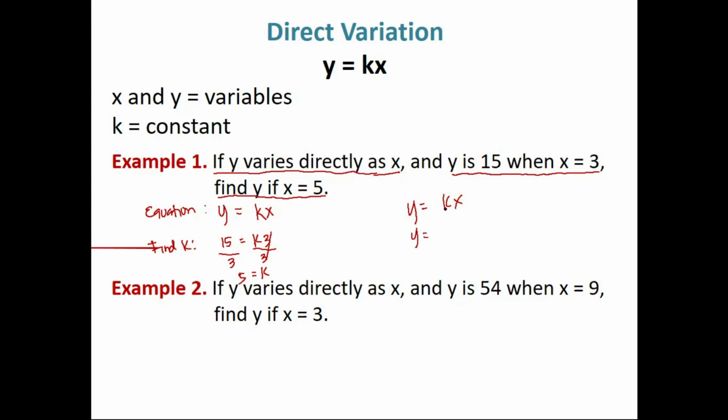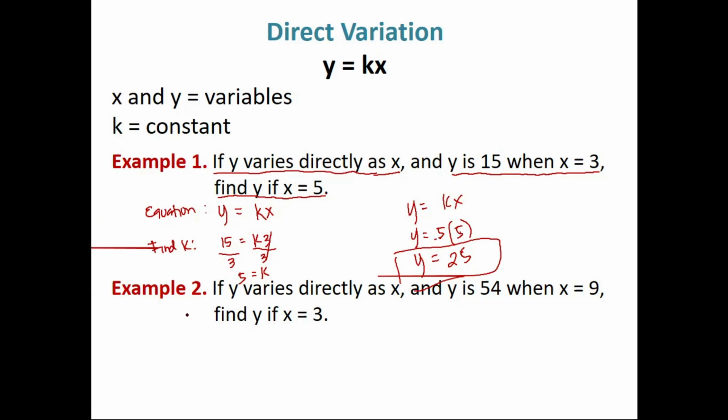So we have y is equal to 5, and substitute also the given value in the last part of this sentence, which is 5. So we have 5. Take note that the operation here is multiplication. And you can now already find the value of y, which is 25. 5 times 5 is 25. This is now the answer in example number 1.